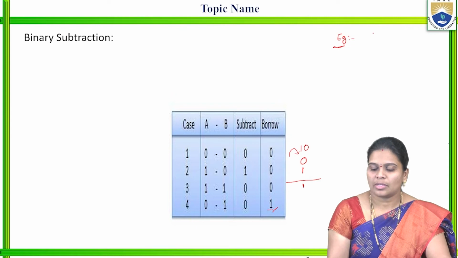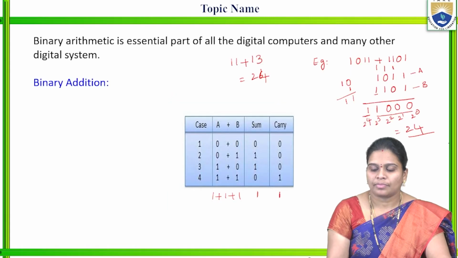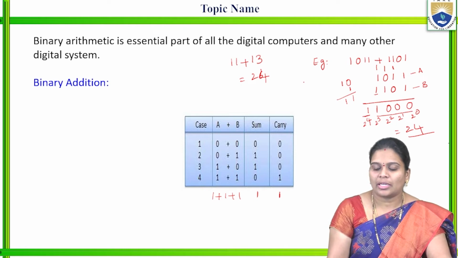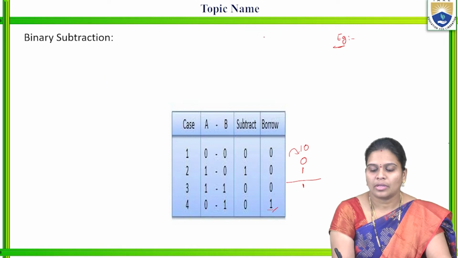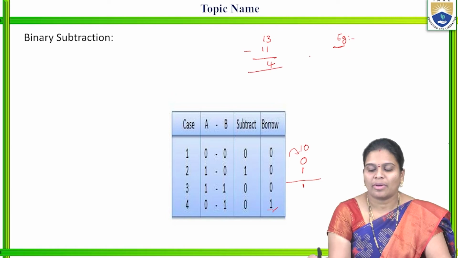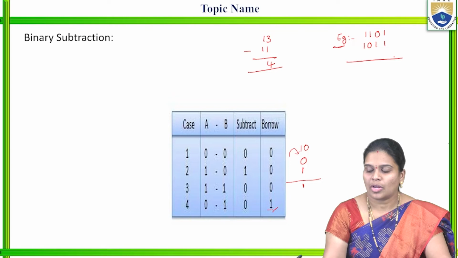Same example: 13 minus 11. 13 plus 11 is 24, so let us take 13 minus 11. 13 minus 11 is 2, the normal decimal subtraction. Here we are taking 1, 1, 0, 1 minus 1, 0, 1, 1. The place values are 2 power 0, 2 power 1, 2 power 2, 2 power 3, so 8 plus 4 plus 1 gives 13.